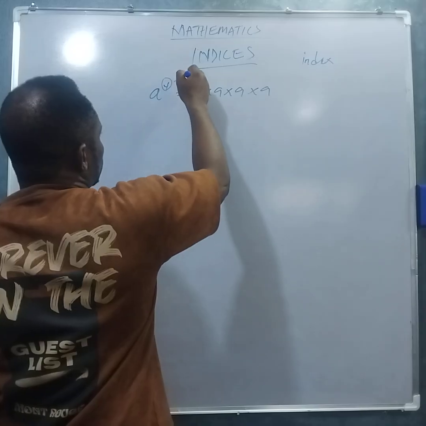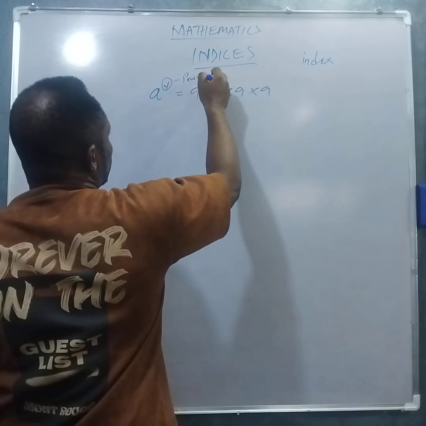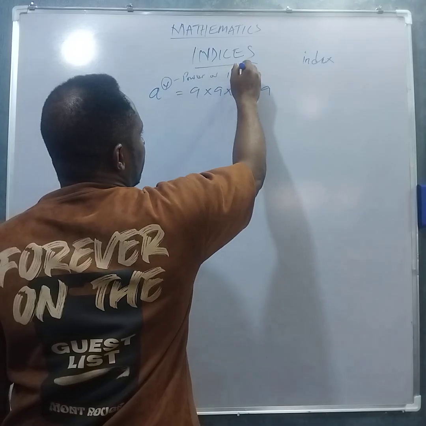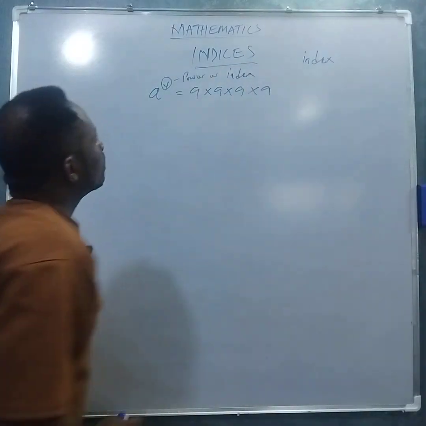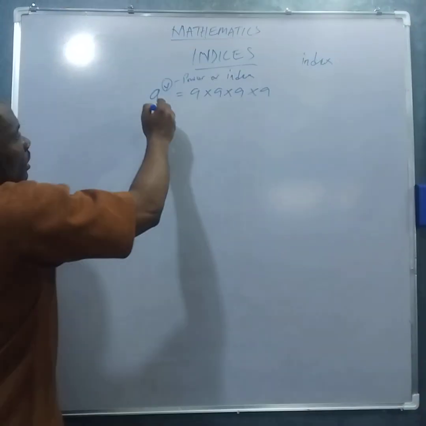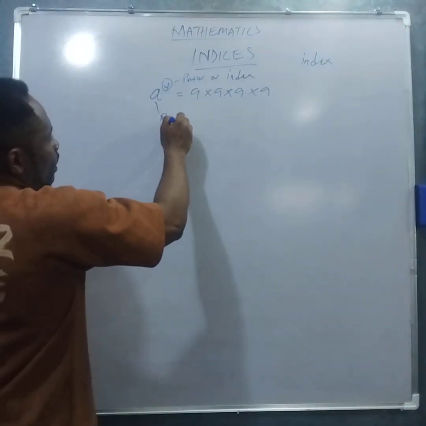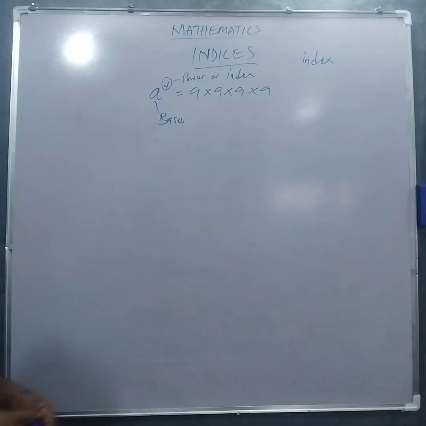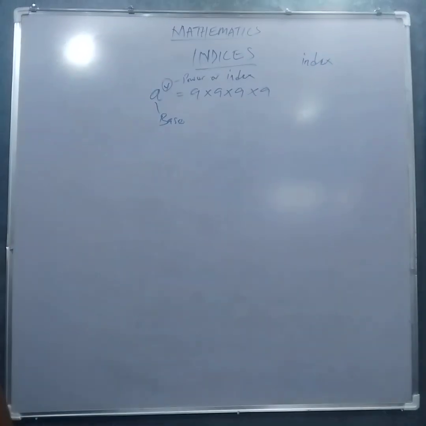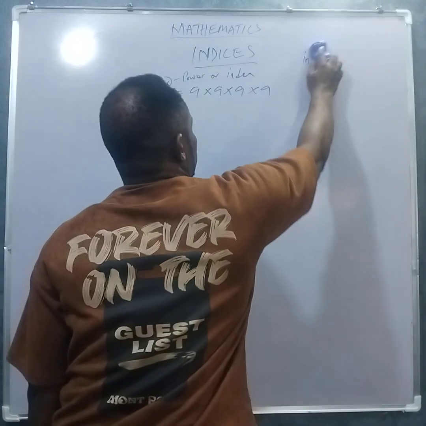This is the power, or you call it the index. A is the base. For the purpose of this topic, we'll be looking at the laws of indices for better understanding of what I'm talking about.